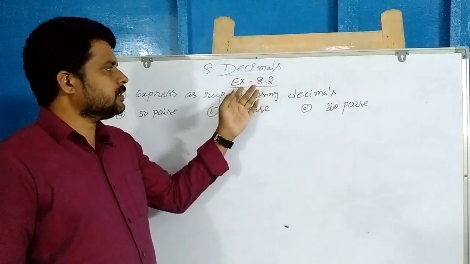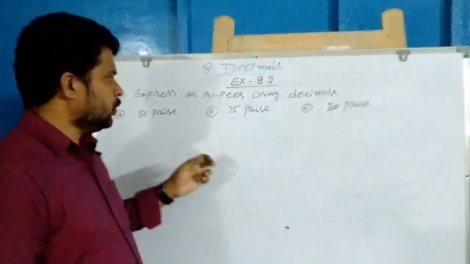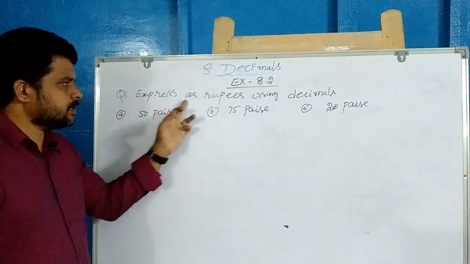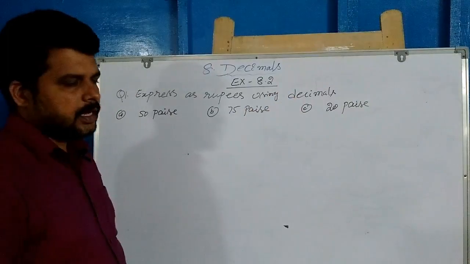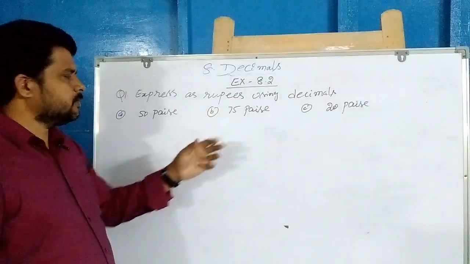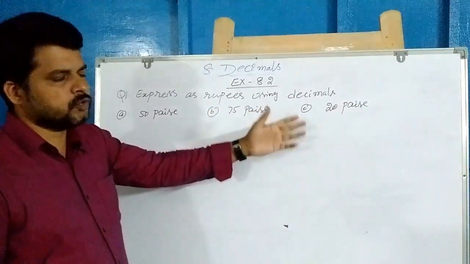Chapter number 8, Decimals, Exercise 8.2. First question: express as rupees using decimals. They have given 50 paisa, 70 paisa, 20 paisa.